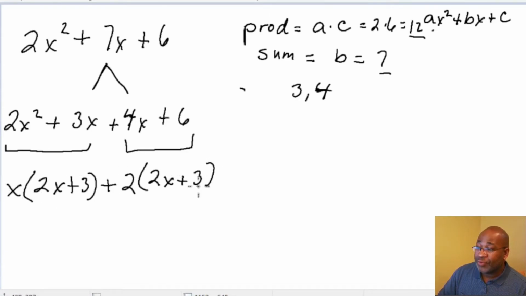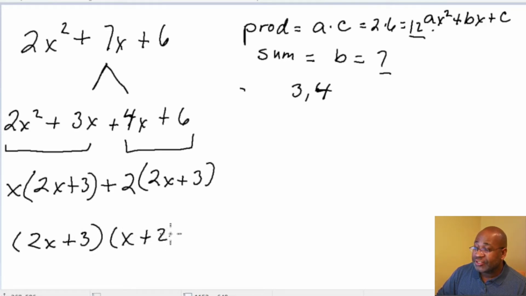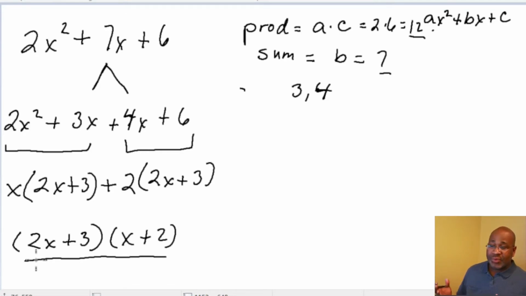And so now both of these groups have 2x plus 3 in common. So we can remove that common factor, 2x plus 3. And what's left over? x plus 2, which, if you recall, is exactly the result that we got when we did trial and error. All right, so you can see how this method is a little bit more technical. It's more methodical. It's not as random.